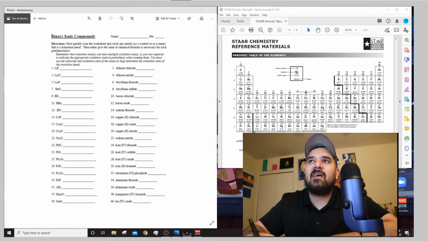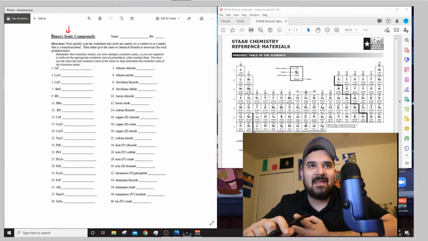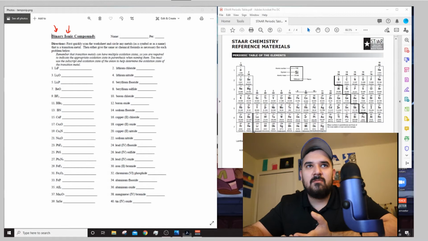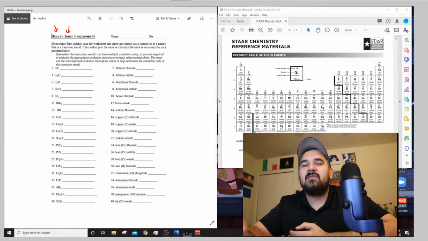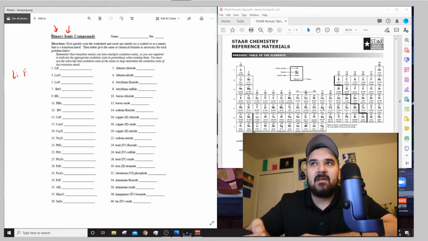So here it says we have binary ionic compounds. With ionic compounds, we're not going to use any prefixes like di or tri. Next, we have the binary. So what does binary mean? Binary means two. When we're talking about computers, binary is the ones and zeros that computers use to communicate. But in this case, when we say binary, we're talking about two elements. So lithium and fluorine, that's binary. Lithium and oxygen, that's binary.